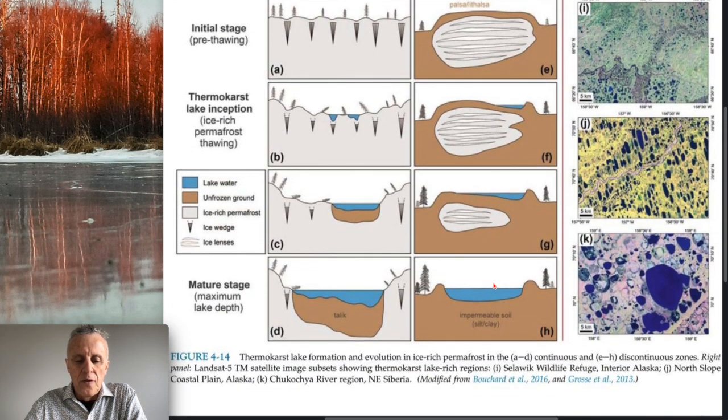And then figure 4-14 shows thermokarst lake formation and evolution in ice-rich permafrost, A through D continuous and E through H discontinuous zone. So right panel, Landsat 5M satellite image showing thermokarst lake rich regions: the Selawik Wildlife Refuge interior in Alaska, which is located in western Alaska. We have the North Slope coastal plain, which is in northern Alaska. Then we have the Chukotka River region in northeastern Siberia.